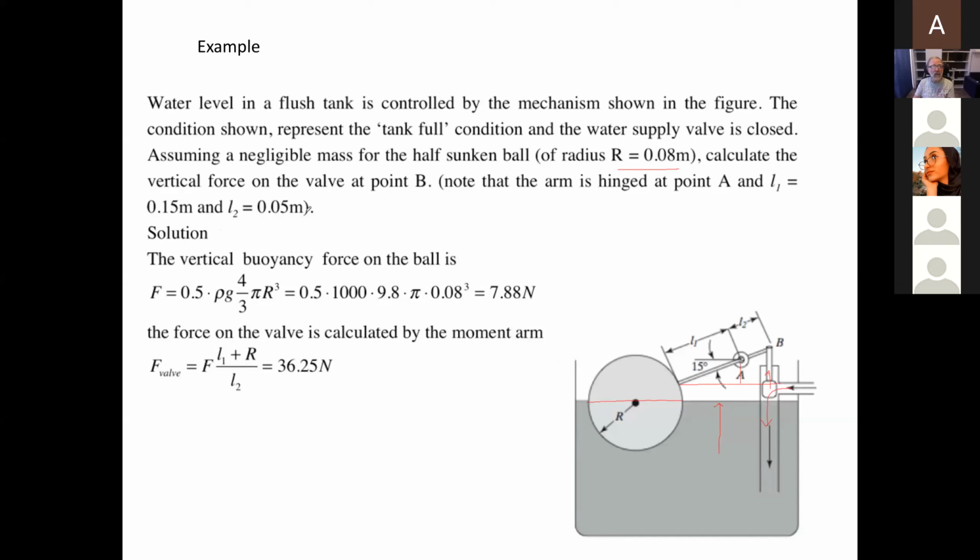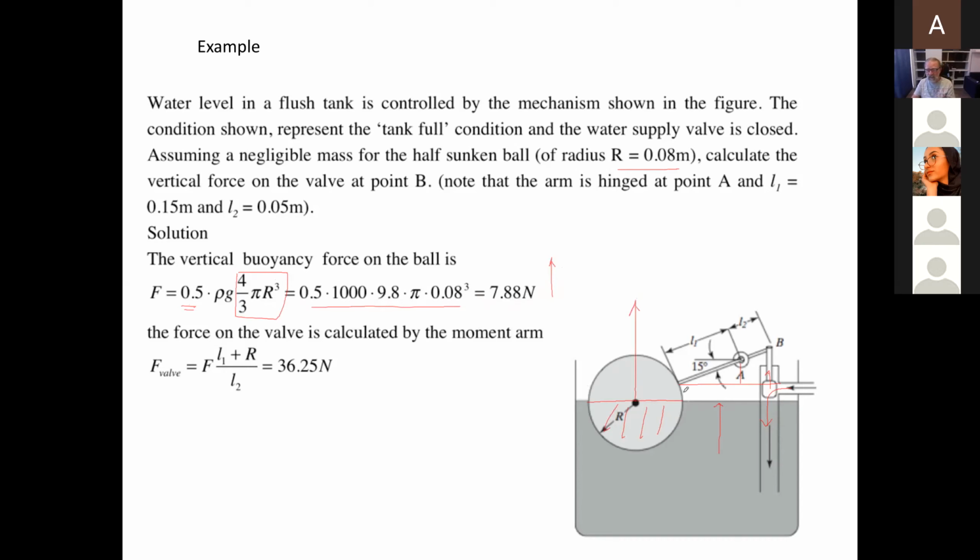L1. So what is the force? The force is the buoyancy of 1/2 of the sphere. If it was an exam, you would ask me what's the volume of the sphere, and I would give you this, okay? And it's only 1/2 of the volume, and then rho g, plugging in the number, so it's 7.88 Newton. That's the lift force due to buoyancy here at that point.